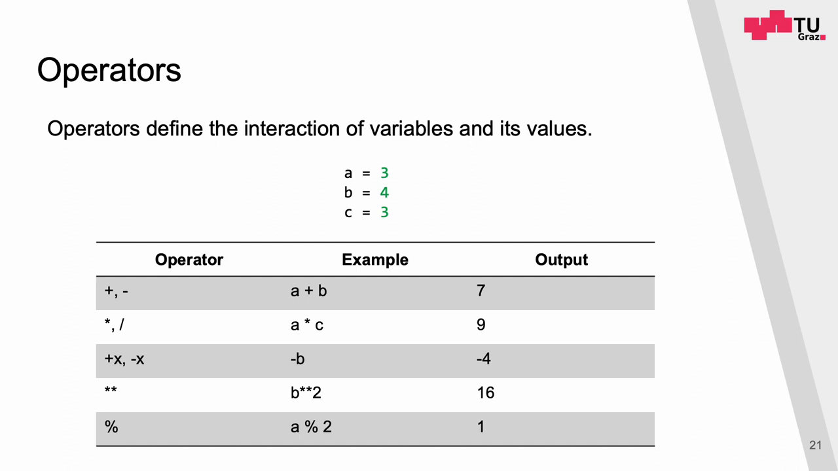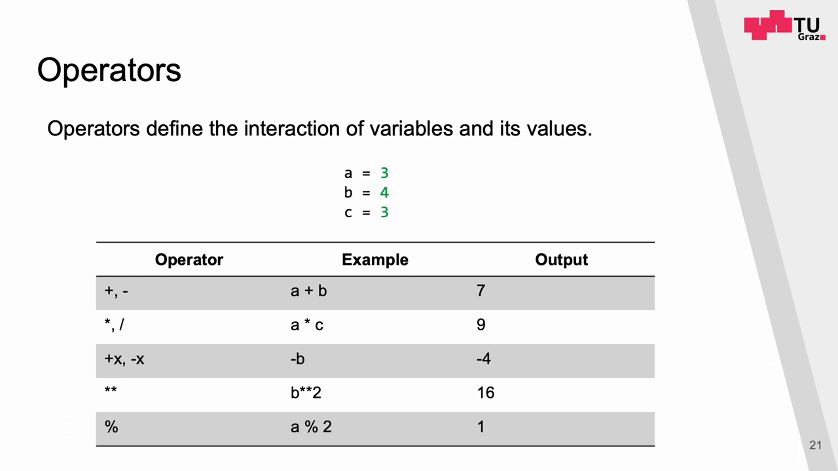So for example, we can type a plus b, which would then calculate the sum of a and b, which would be equal to 7 in this case, since a holds the value 3 and b holds the value 4. Or if we look at the second row in the table, we can use the operator for multiplication, which is the asterisk. And if we type, for example, a asterisk c, we will get the output 9, since the variables a and c both hold the value 3.